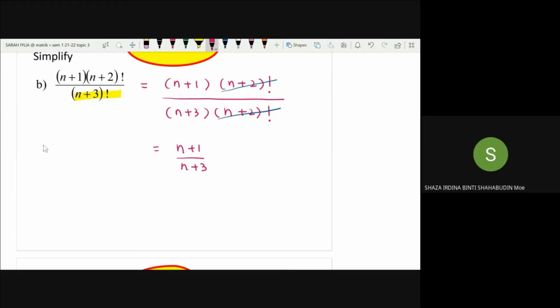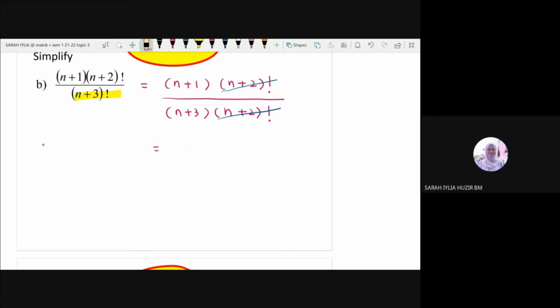Miss, kenapa kita tak sambung lagi? Kenapa kita berhenti dekat n plus 2 je? Oh faham. Okay, boleh je awak nak buat n plus 1 sebab saya nak cancel out dengan atas tu.